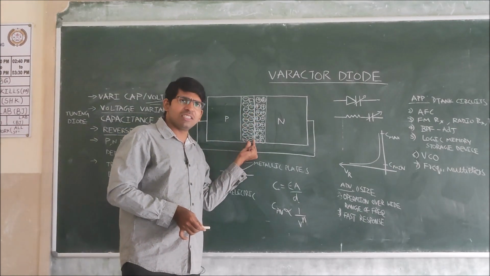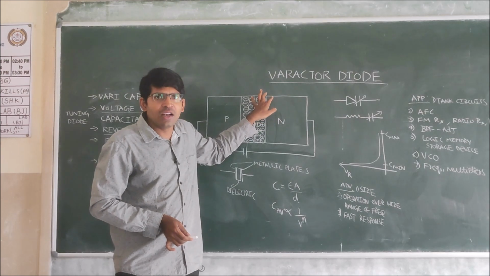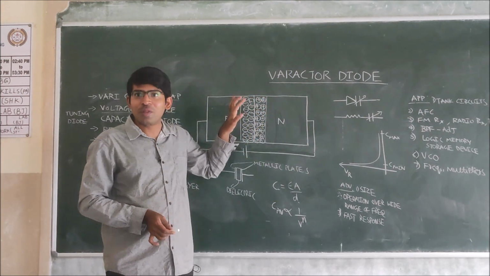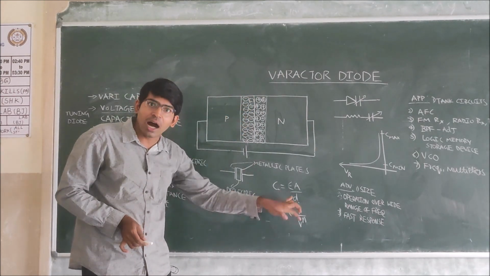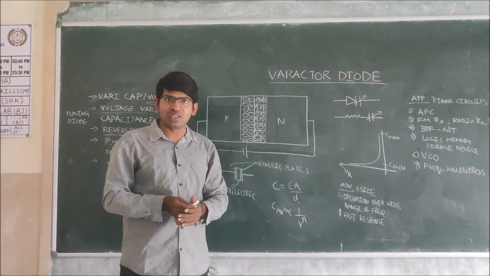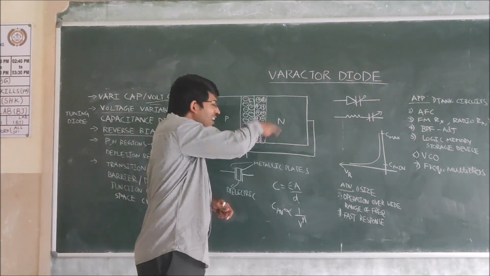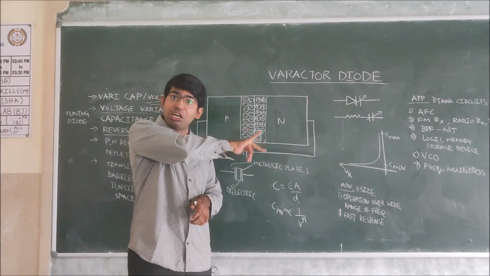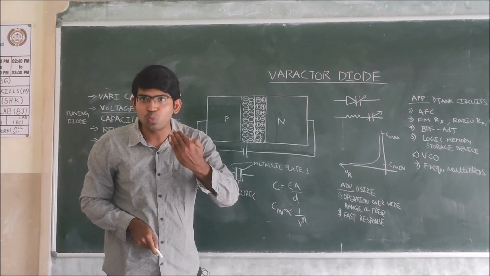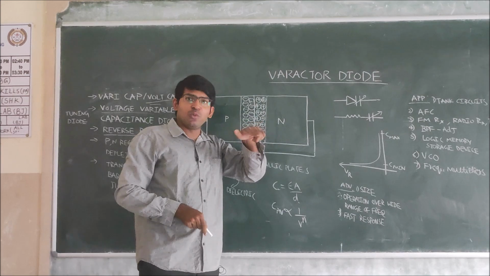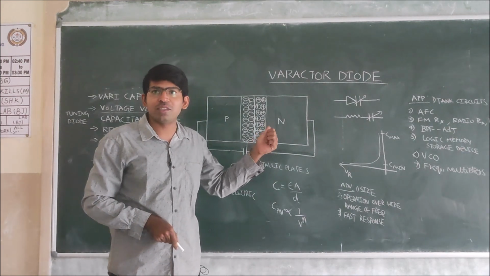What is this depletion region? We have already discussed. On the N side, we have immobile positively charged ions, and on the P side we have immobile negatively charged ions. Because these are ions, they are not able to move. If they were able to move, this would not be an insulator. They have the charge, but they are not able to move. This is a positively charged ion, but it is not able to move. This is a negatively charged ion, but it is not able to move.